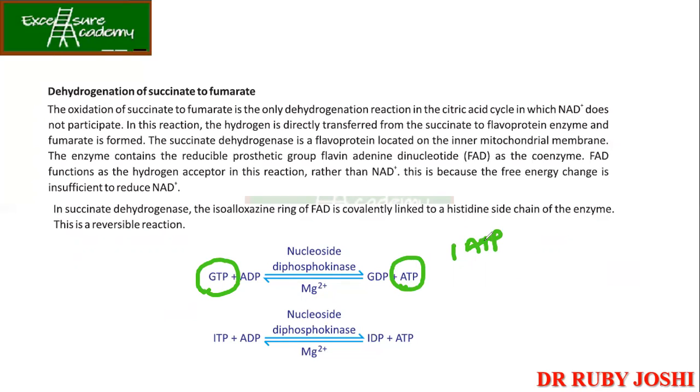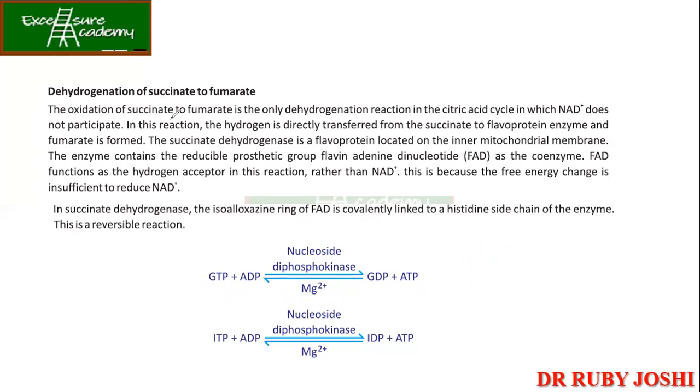Now it is clear why it is equivalent to ATP, because immediately once the GTP is formed, it donates its phosphate group to the ADP with the help of the enzyme called nucleoside diphosphokinase. Clear? Yes, ma'am. Now let's talk about ITP similarly over here. Inosine triphosphate. When we study nucleotide synthesis, inosine, hypoxanthine and xanthine will come, and we'll study it there in detail. Now let's talk about the dehydrogenation of succinate to fumarate.